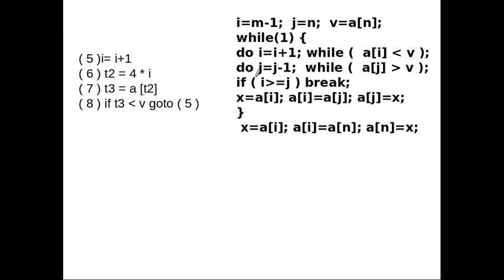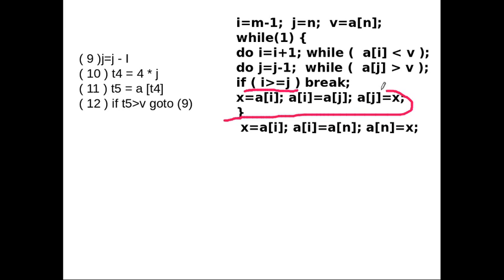So in the same way for J equal to J minus 1, while A of J greater than V, I am getting this part. Okay, now observe. Next statement is if I greater than or equal to J, break. When this condition is true, I must break. Break in the sense I am not executing this statement; I am breaking and executing this one.